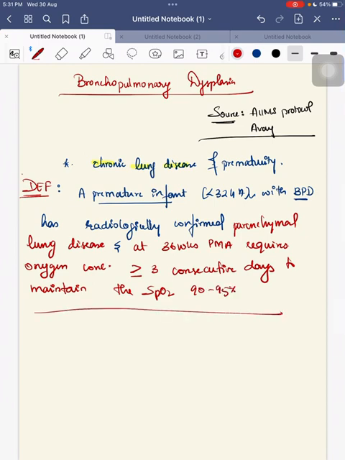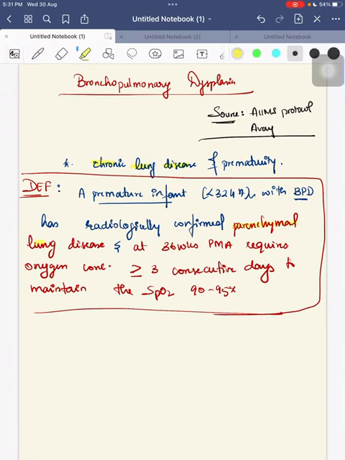This is the definition of bronchopulmonary dysplasia. A premature infant of less than 32 weeks of gestation is said to have BPD when the child has a radiologically confirmed parenchymal lung disease. Along with this, the child at 36 weeks of post-menstrual age requires oxygen concentration to maintain saturation between 90 to 95%. Next we'll go into its diagnostic criteria.